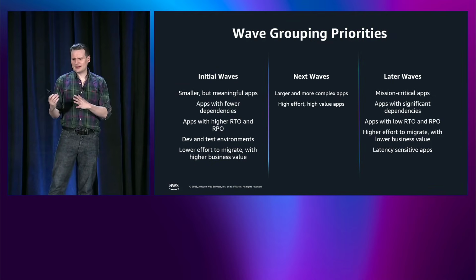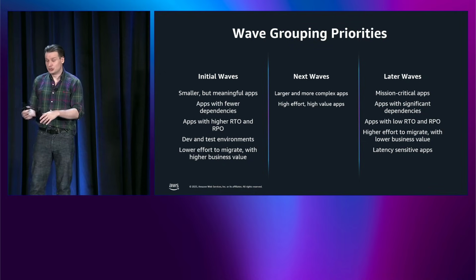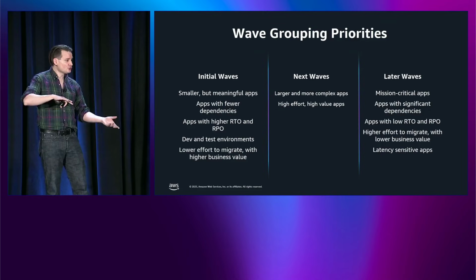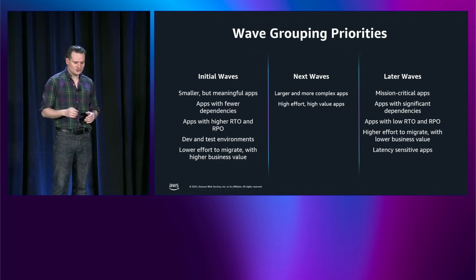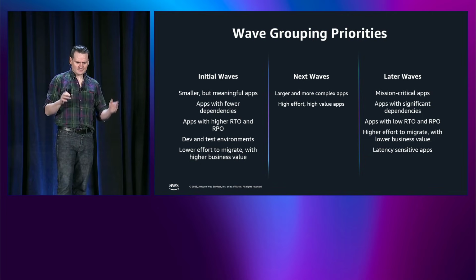And ideally, those are applications that have fewer dependencies. So if your dependency analysis did miss something, you're not going to break anything. And ideally, something that's maybe more latency tolerant or can tolerate some more downtime, so lower RTO and RPO, sorry, higher RTO and RPO requirements.